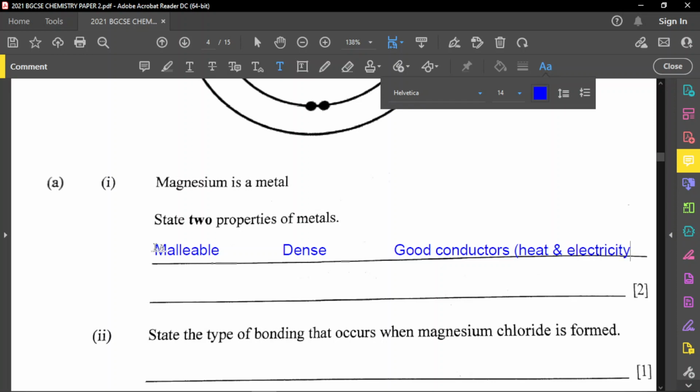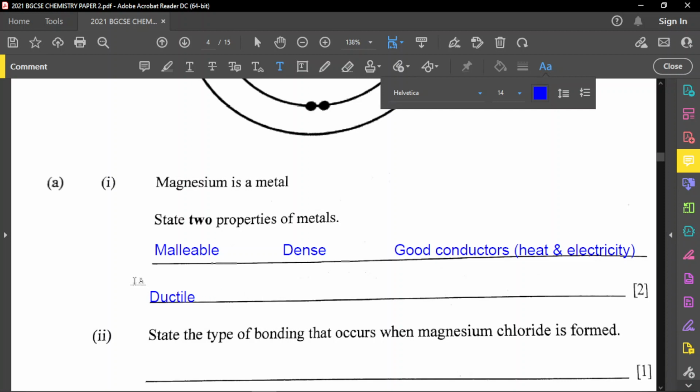All right, so that's some of the properties of metal. That's three. As a matter of fact, you can separate the good conductors into two: heat by itself and electricity by itself. Others that you need to know as well is that metals are ductile, and being ductile means they can be drawn into wires.